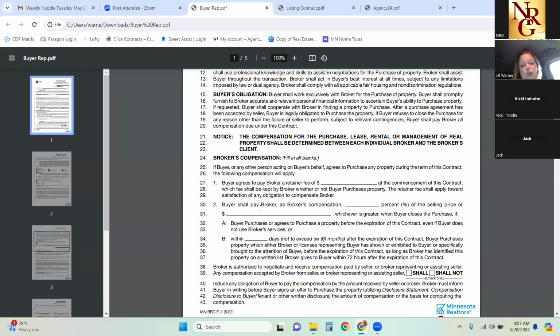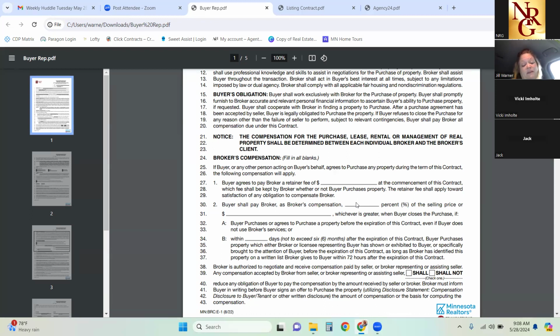But in number 2 here, what I am doing is playing it on the high side for my market in my area. So I'm doing buyer shall pay broker, our broker's compensation, of 2.7%. 2.7 right now in my market is a little bit high. I haven't seen a 2.7 in quite some time. But you always want to be on the higher side on this because you cannot ever up it. You can always lower it, but you cannot ever up it on this.